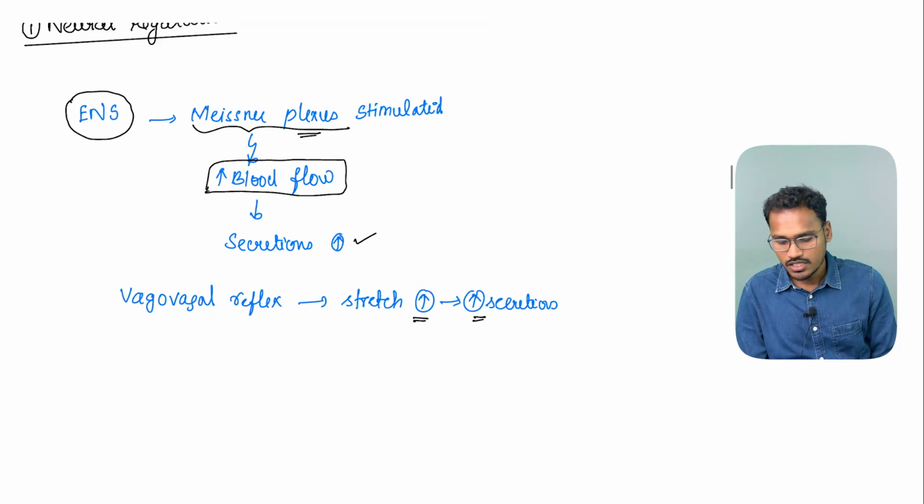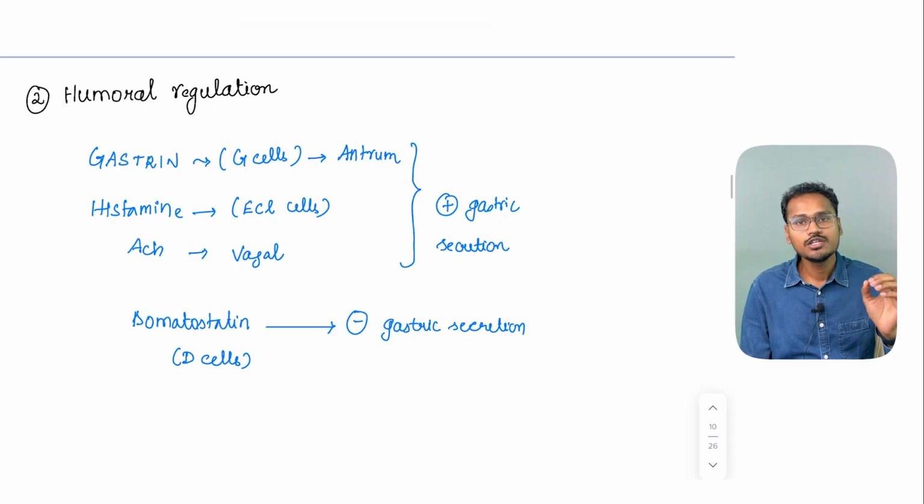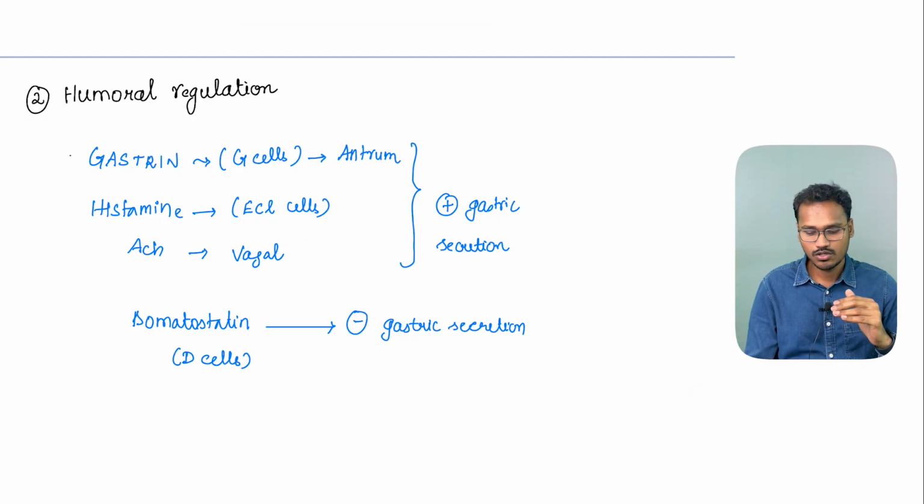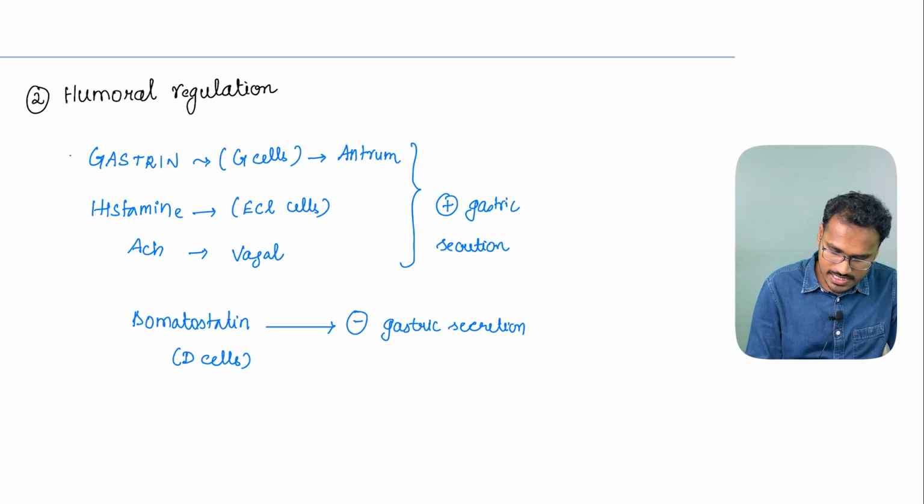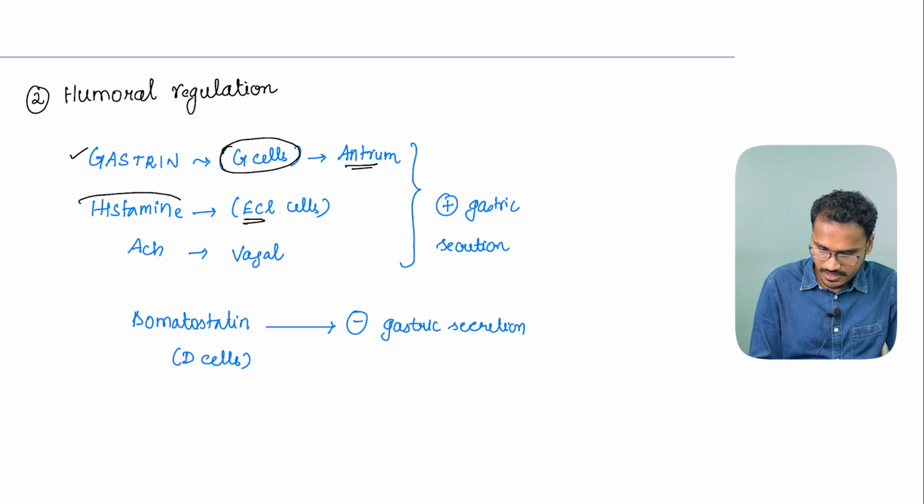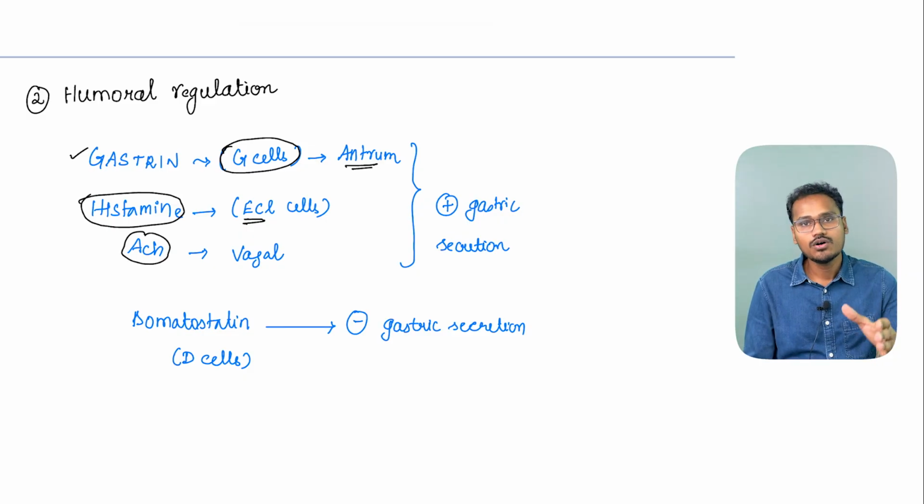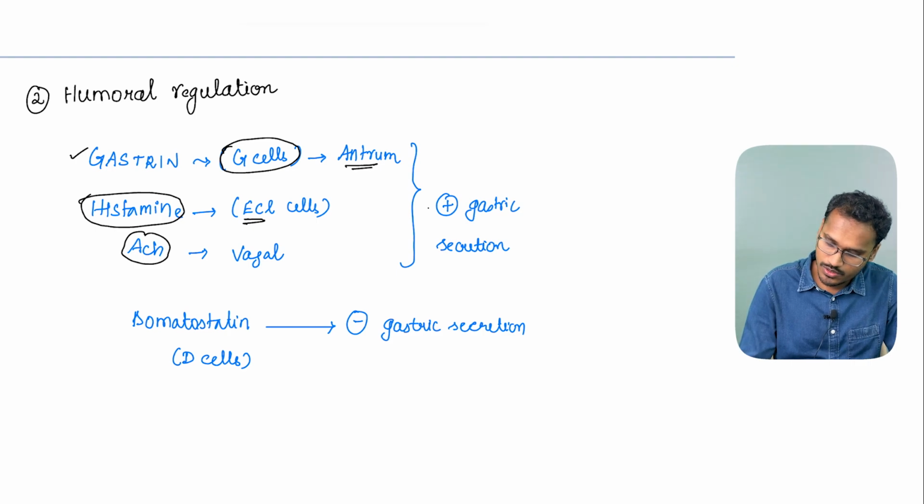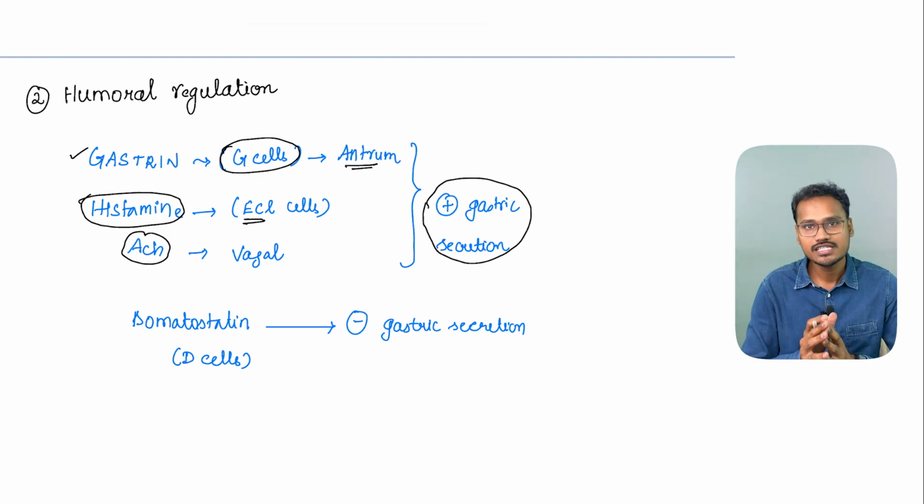Then coming to the humoral, which is again very important. The humoral regulation is done by multiple hormones, I would say. So the gastrin is produced by the G cells, and they are located in the antrum of the stomach. Next, the ECL-like cells produce histamine, and there is also acetylcholine through the vagal impulse. All these three are going to increase the gastric secretion. They are like super close friends.